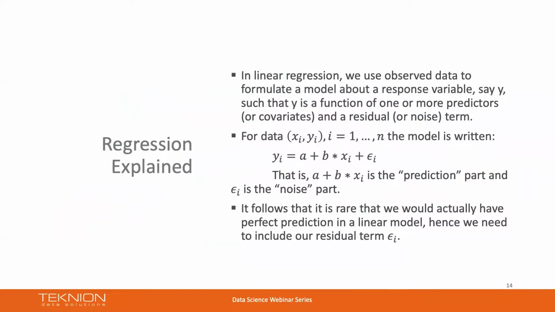So regression, now this may look really complicated, but it's not, I assure you, okay? In regression, we use observed data to formulate a model about a response variable, which we're going to call y, such that it is a function of one or more predictors or covariates and a residual term or noise. Now, here's why this is important. I want you to see this. So this formula, and I promise you're going to feel a lot smarter after this.